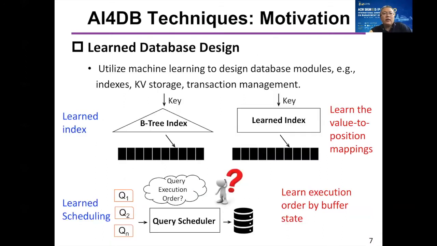The third one is about learned database design. You know that there is a lot of work on learned indexes. The traditional B-tree may have some problems, for example, concurrency, size, pointer chasing, and cache misses in memory. So can we utilize some learning-based index to replace the traditional B-tree index? There are many attempts to address this issue, and there is a lot of work.